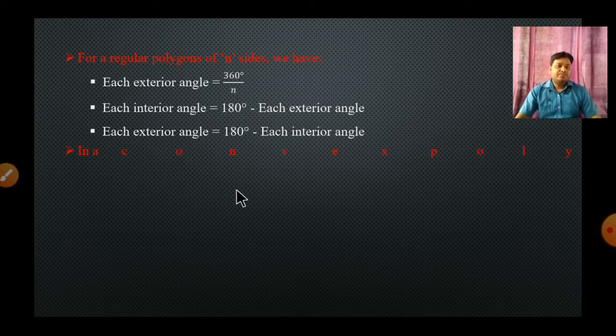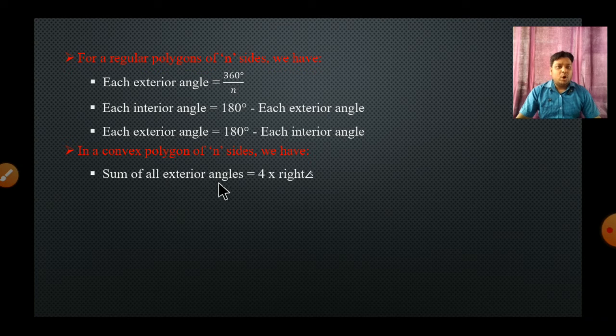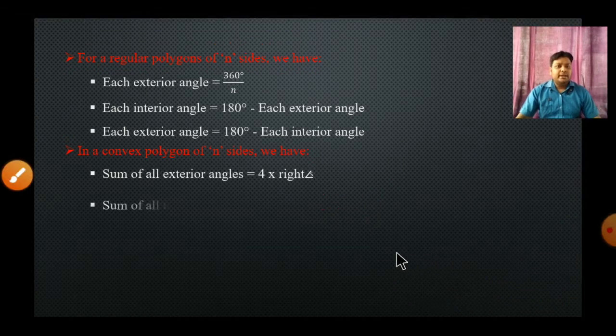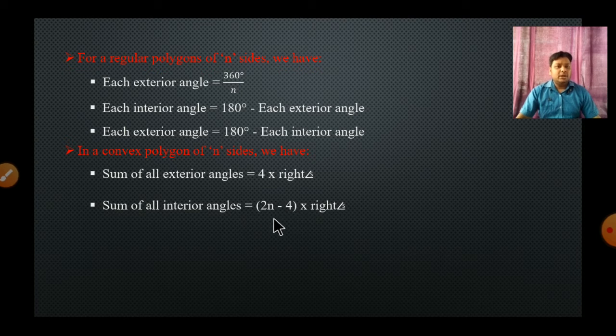Now, in a convex polygon of n sides, the sum of all exterior angles is equal to 4 into right angle. Right angle means 90 degree. If you have to find the sum of all interior angles, then we can apply the formula 2n minus 4 into right angle. And here n is the number of sides.